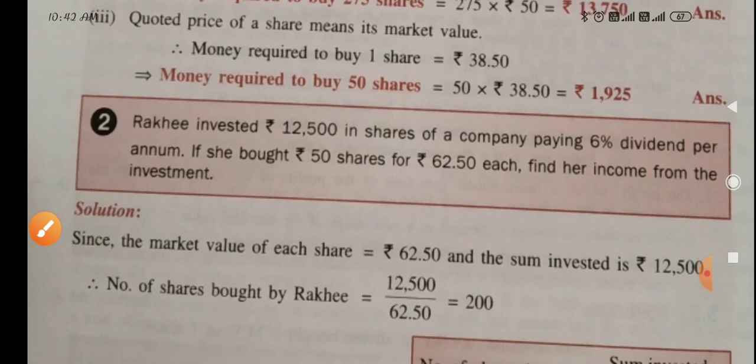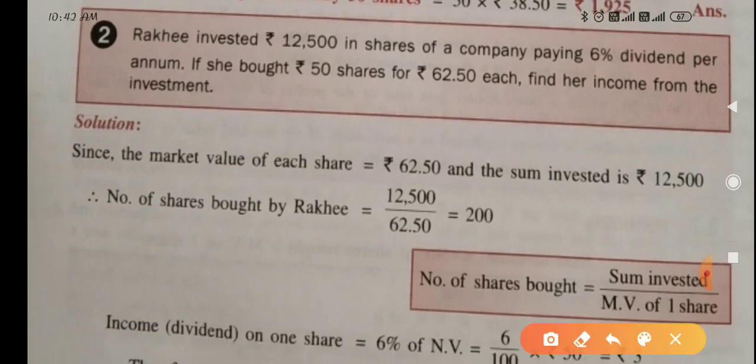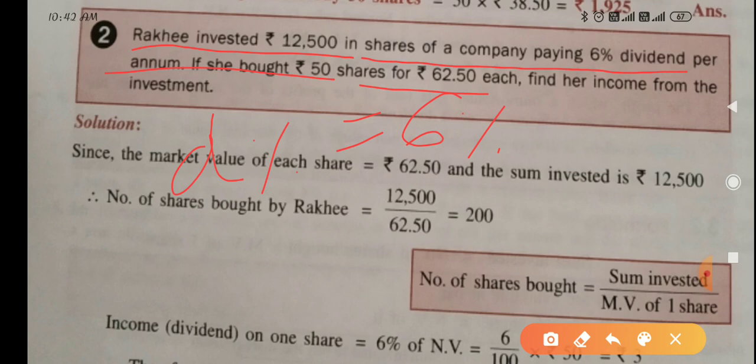Now second example, you can see. Rakhi invested rupees 12,500 in the share of a company paying 6% dividend. So dividend percent equals 6% per annum. She bought rupees 50 shares for rupees 62.50 each. Rupees 50 shares means the nominal value of each share is rupees 50, and the market value of each share is 62.50. Find her income from the investment.